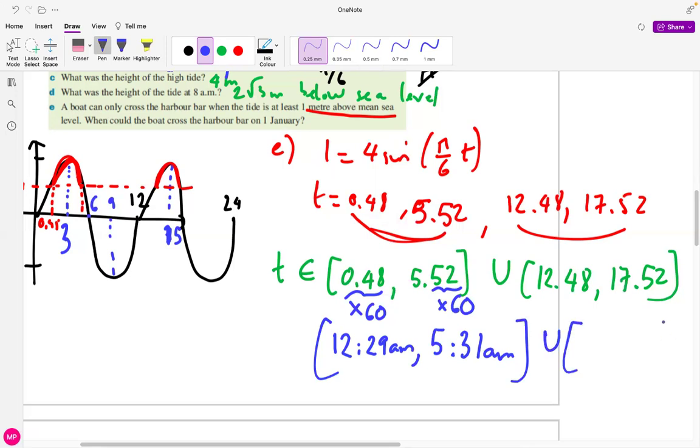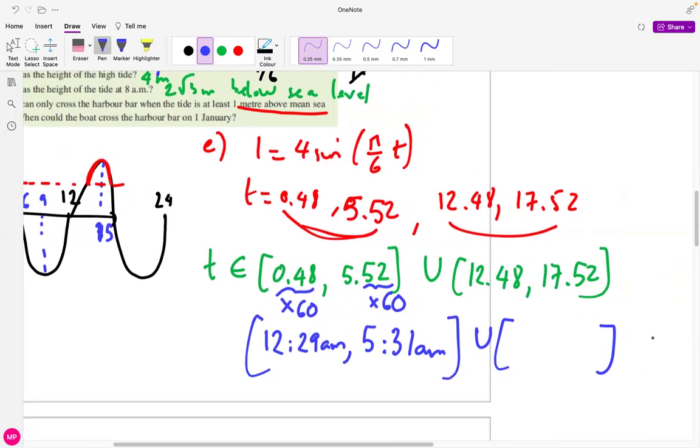Union, and you pretty much do the same thing here. So 12 hours after midnight, so that will be 12 noon. And 0.48 times 60, that will give you 29. So 12:29 p.m. 17 hours. So 17 is 5 hours, 5 p.m., right? And 0.52, if you times by 60, that gives you 31. So pretty much they just p.m. on the other side. Okay.